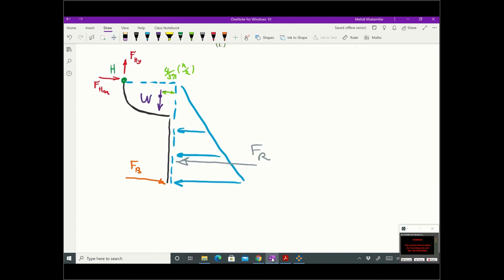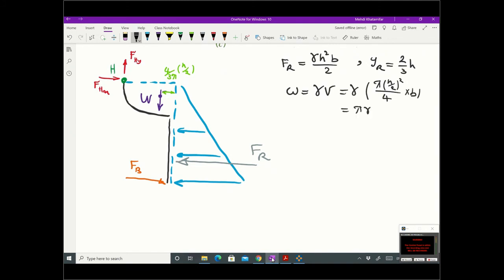So Fr is going to be exactly the same as the previous one, gamma h square b divided by 2, and the position again exactly the same. For W, we need to find gamma times volume, which is going to be gamma times pi (h divided by 2) square divided by 4 times b, and this is going to be pi gamma h square b divided by 16. We found the weight.